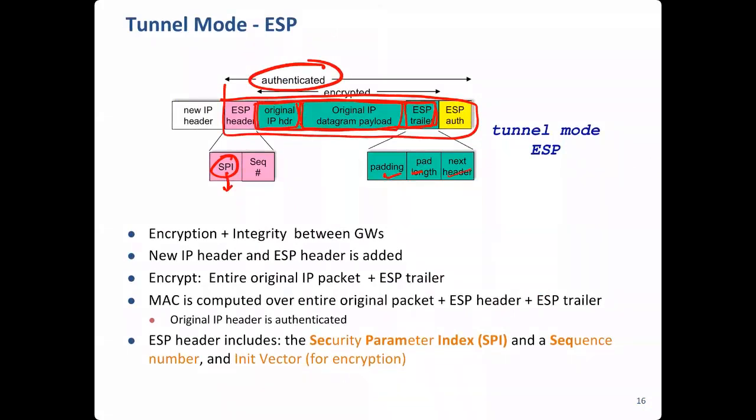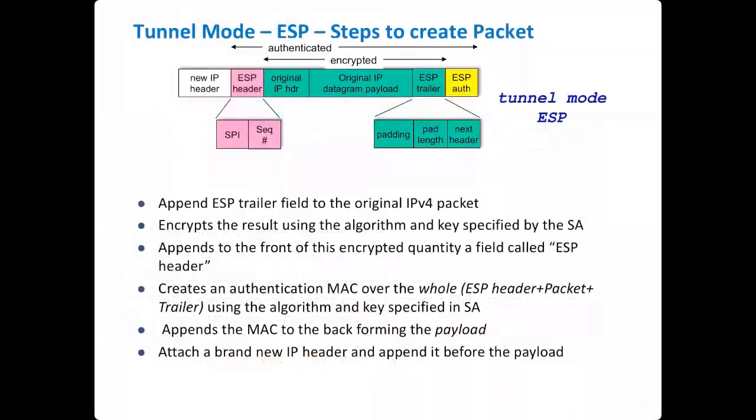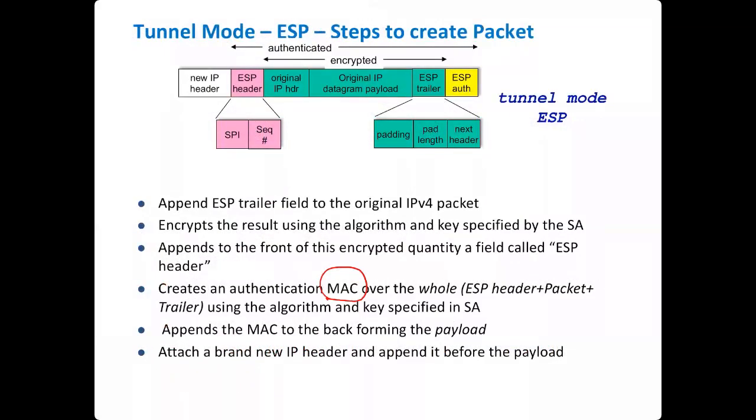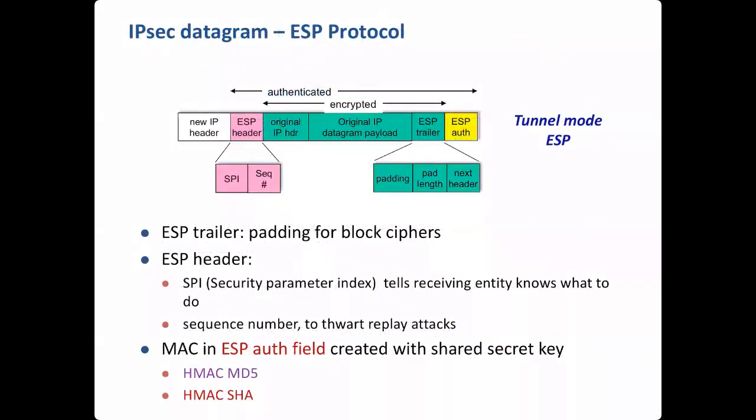Any question? And to this, a new IP header is added, where the source address is the gateway's address and the destination is the destination gateway address. Authentication is using MAC. So this is the same thing that we have discussed earlier. So the MAC in the ESP authentication field will be HMAC, HMAC-MD5 for short.